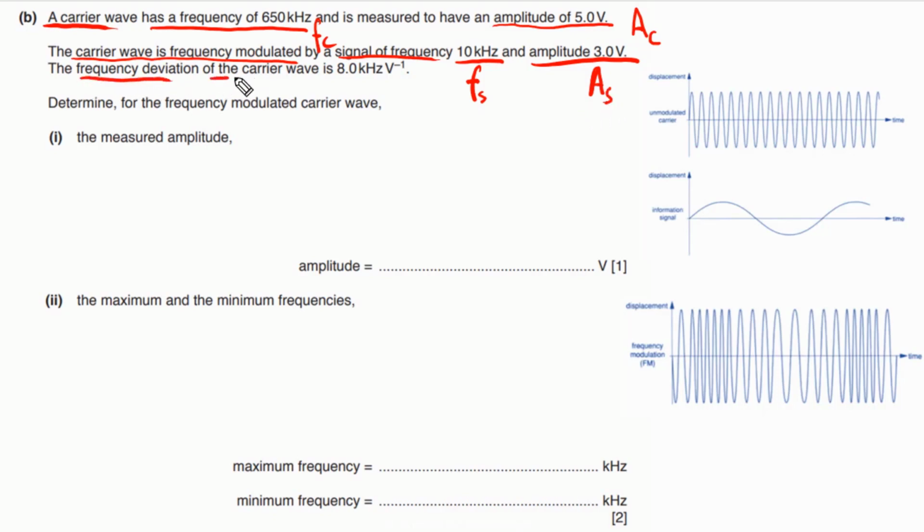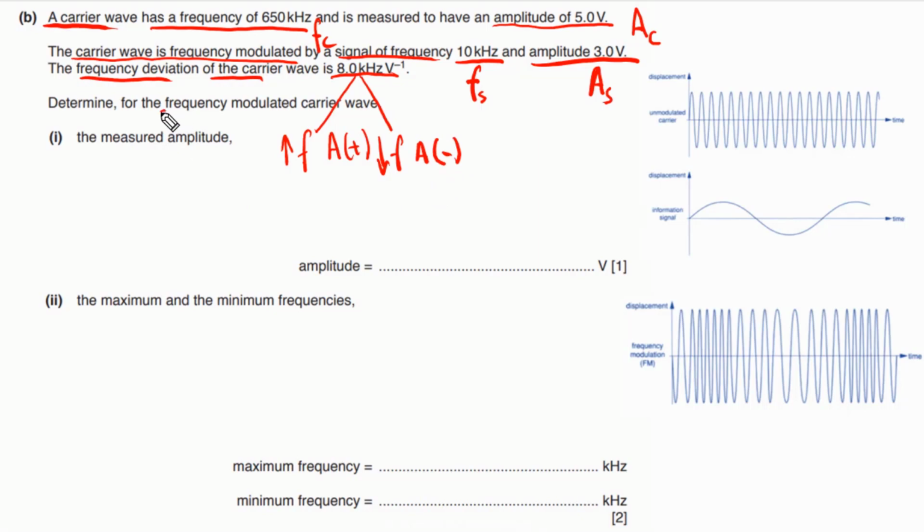Frequency deviation of the carrier wave is also given, that is equal to 8 kHz per volt. It simply means that the frequency of the carrier wave will change by 8 kHz when the amplitude of the signal changes by 1 volt. And the frequency will increase when the amplitude of the signal is positive, and frequency will decrease when the amplitude of the signal is negative. This is a very important piece of information. We will need this one.